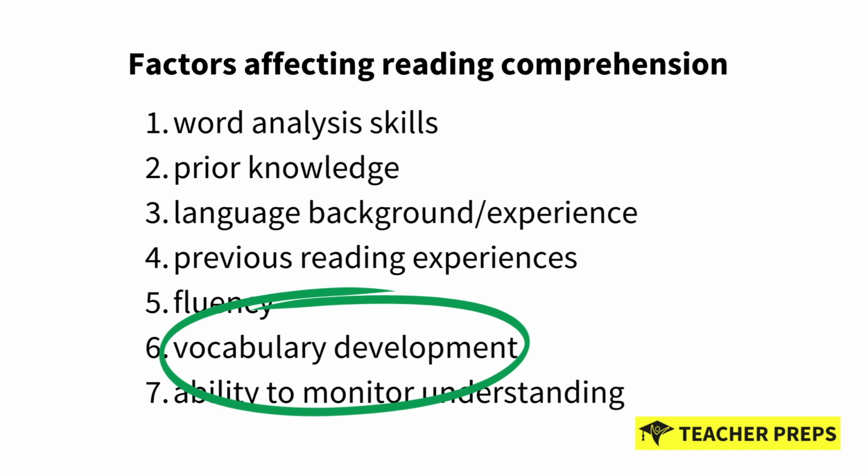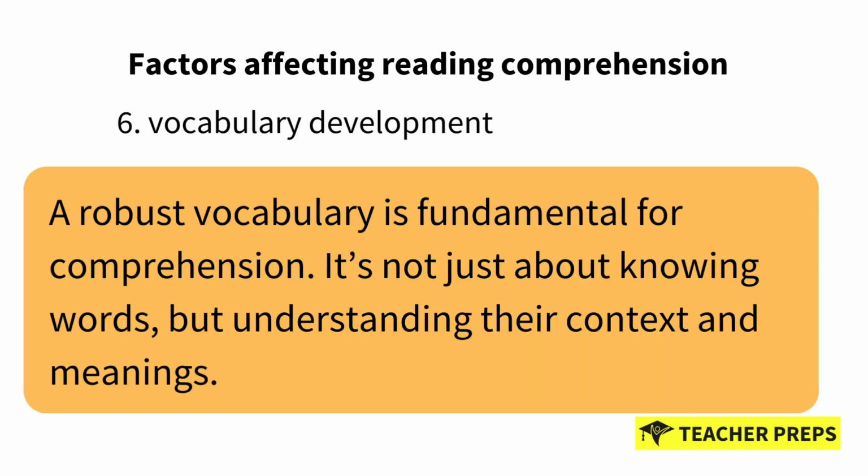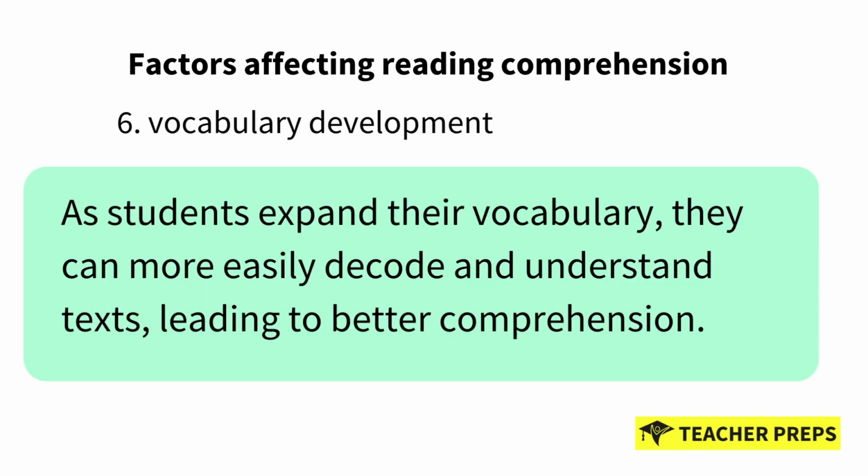Number 6 on the list is vocabulary, which also has a major impact on a student's ability to comprehend that which they're reading. A robust vocabulary is fundamental for comprehension. It's not just about knowing words, but about understanding their context and meaning. For your exam, you'll want to know that vocabulary development influences reading comprehension for students in grades 4 through 6, because as students expand their vocabulary, they can more easily decode and understand texts, leading to better comprehension.